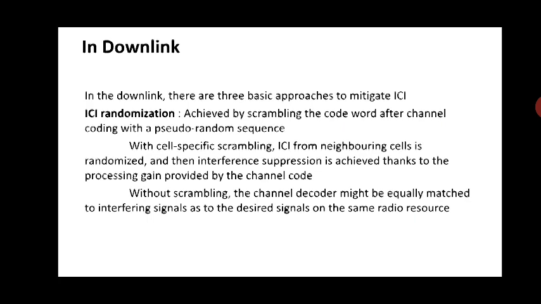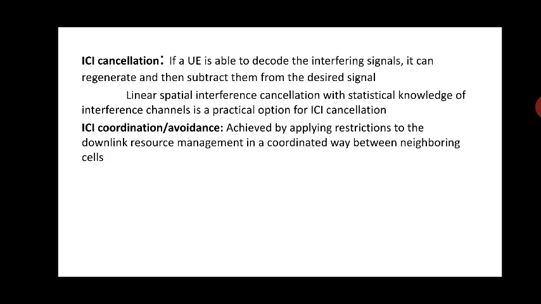Now the second technique, ICI cancellation: if a user equipment is able to decode the interference signals, it can regenerate them and then subtract them from the desired signal. If you are getting a signal from the neighboring cell, it is considered noise. How do we avoid this noise? Just by subtraction. Let us say my frequency is f1 and I'm getting a signal f2 also; f1 minus f2, just subtracting the noise signal you are getting here. That is how the cancellation can be done.